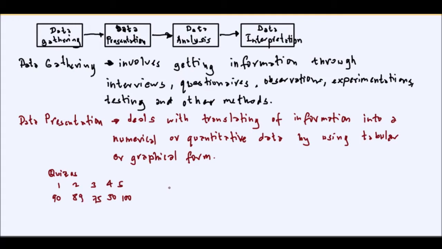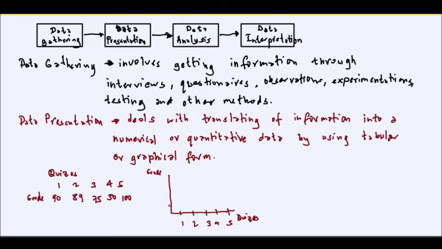We're going to have that one in a graphical form. So for example, we will use a line graph. So let's have this one. This will be the grade here. Let's say the quizzes. This will be the grade. Okay. Then this is the number of quizzes. So we have 5 quizzes, so we have 1, 2, 3, 4, 5.